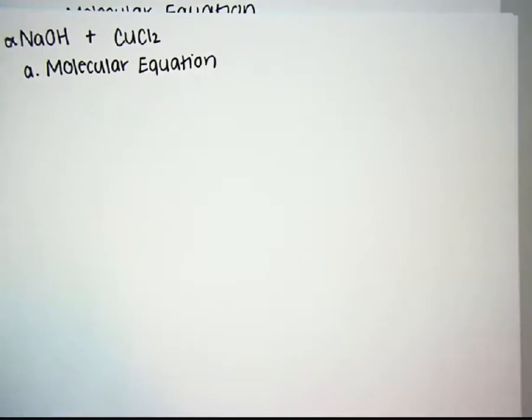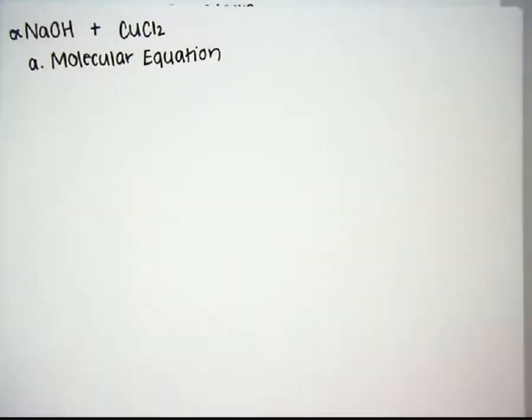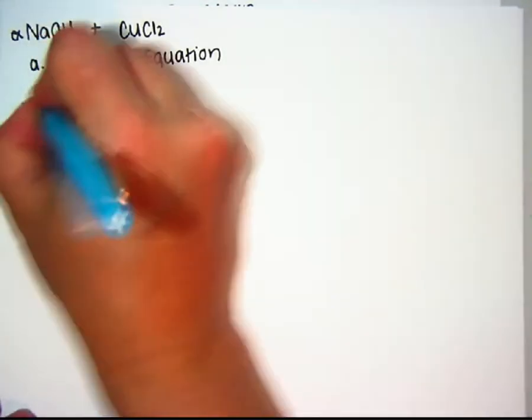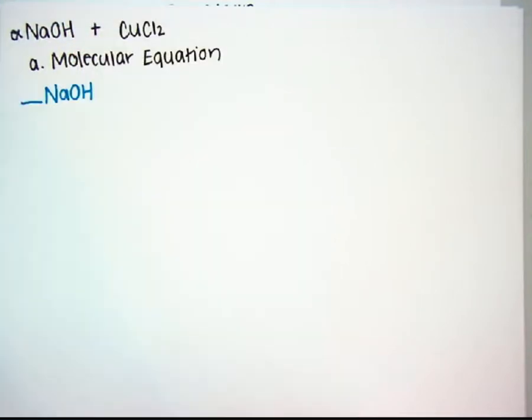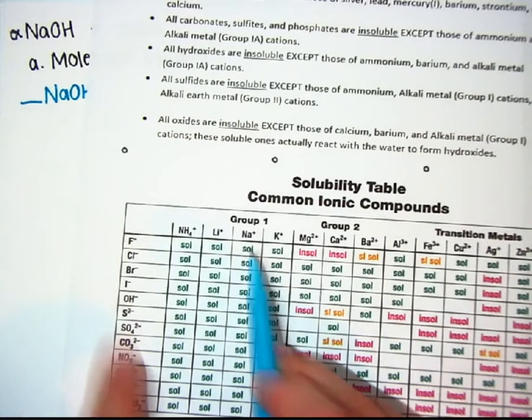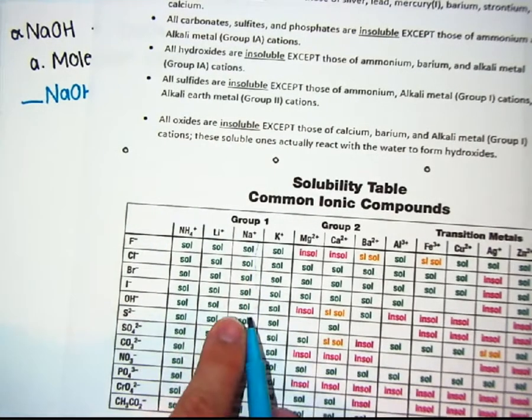Sodium hydroxide plus copper 2 chloride. We're going to start with the molecular equation, and we need to use our solubility table. Sodium hydroxide is soluble.